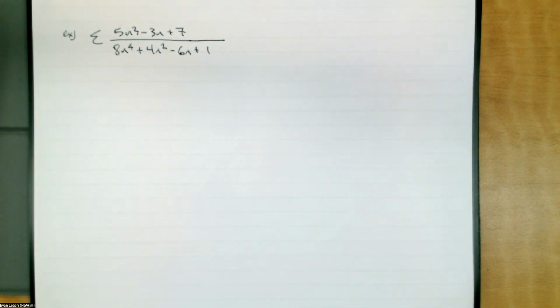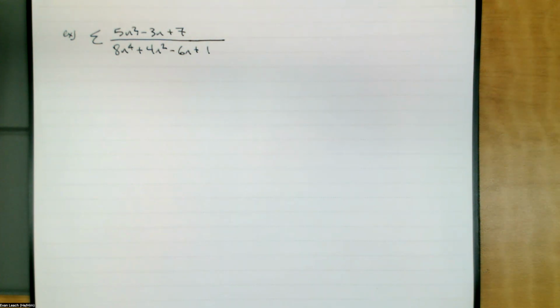But suppose we have something in which it would be difficult to make a comparison. It'd be hard pressed to find something where this is always greater than or always less than. None of that matters because we're building an intuition. I have 5n^3 minus 3n plus 7 over 8n^4 plus 4n^2 minus 6n plus 1.